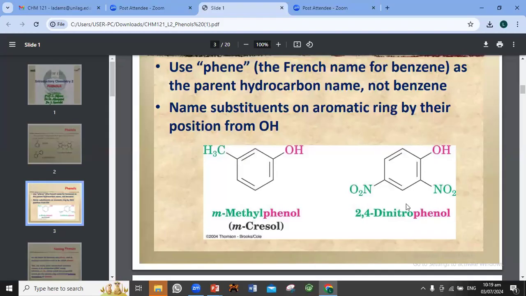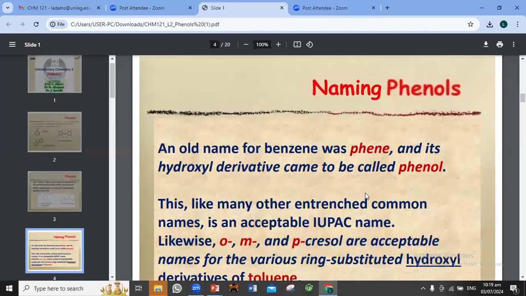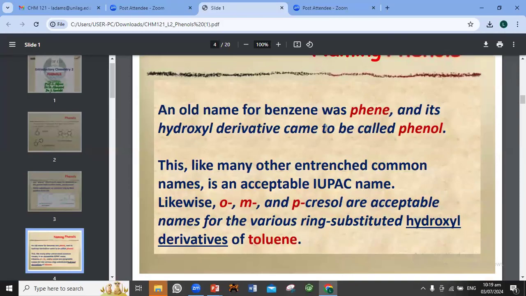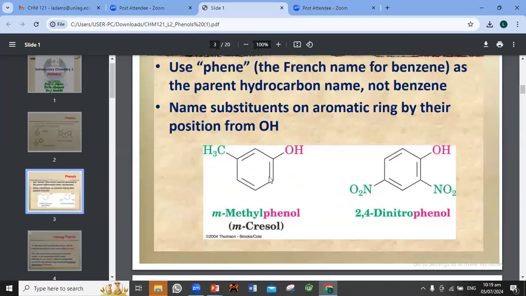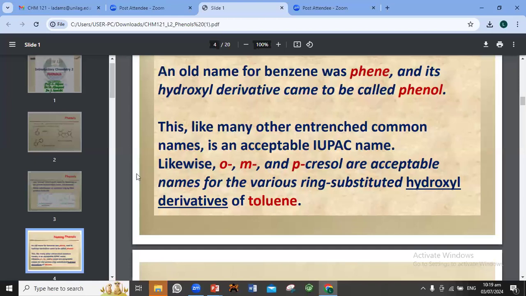This is another phenol compound. Again, benzene ring with OH, phenol. It has two nitro groups. This is an ortho and para, or 2,4-dinitrophenol. In naming phenols, the hydroxybenzene is normally called phenol, and then if they have substituents at locations, you can begin to distinguish which one is the ortho position, the meta position, or the para position. That's what this slide is talking about.